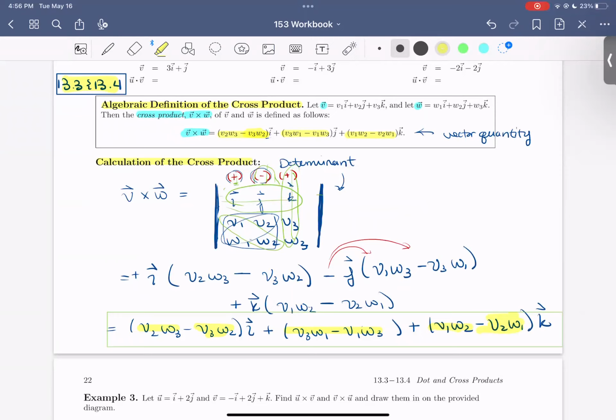That is how we can remember how to take a cross product of two vectors. Again, I highly encourage you to rewatch this video a couple of times so you get the process down. It's a little bit involved, but once you do it a couple of times and see the examples, you'll start to feel a lot more comfortable with it.